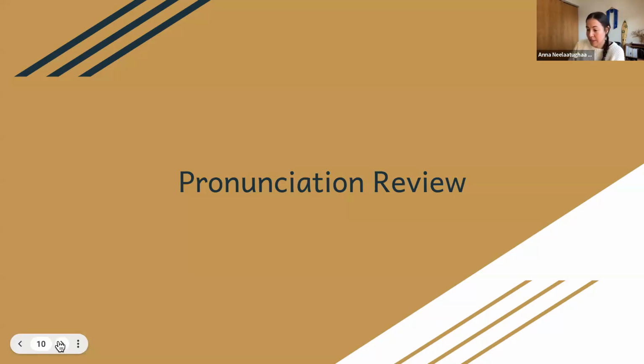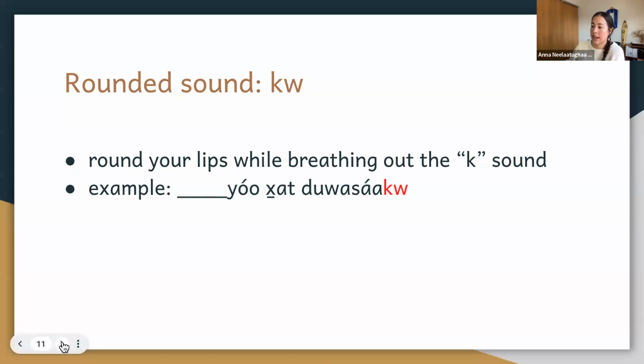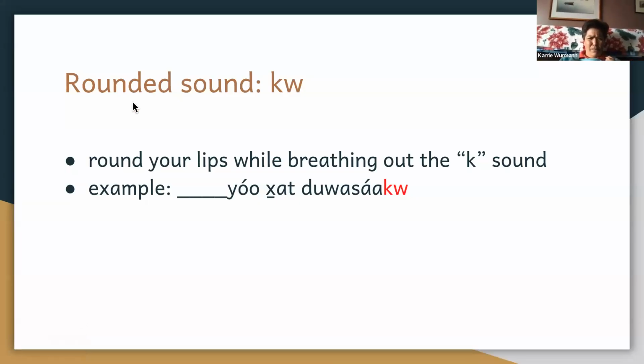Pronunciation review. We're going to keep touching base. A lot of you have a goal of understanding the sounds in the alphabet in Tlingit, so we're going to continue to revisit how they're written and how we pronounce them. One of the sounds we've seen is a rounded K, written KW. When we pronounce it, we round our lips while breathing out the K sound. In this example, we did it. Let's do it again. Repeat after me. Yukhatuasak. Yeah, I see your lips rounding and I can hear the difference.